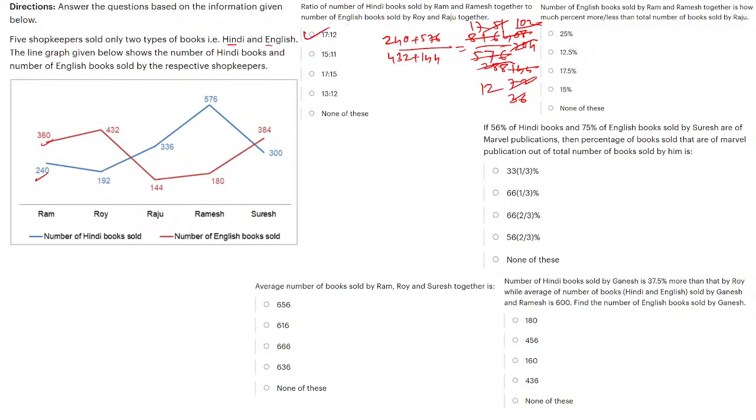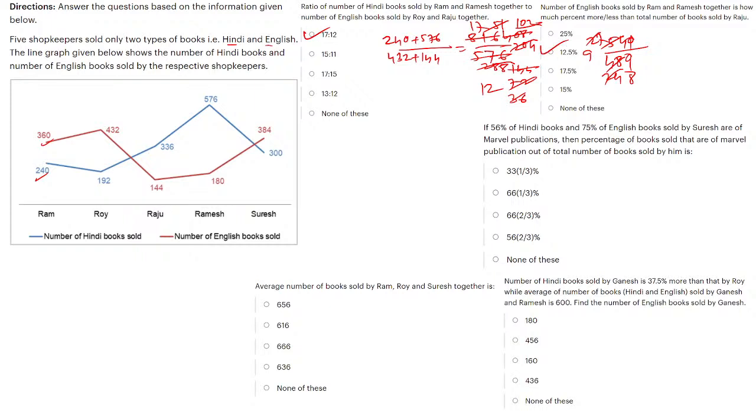Number of English books sold by Ram and Ramesh together, that means 180, so this is 540, 180 plus 360 is how much more or less than the total number of books sold by Raju. Total number of books sold by Raju, that is this, so 480, more or less, so 0 cancelled, 227, 243, 8, 3, 9, 12.95% more.